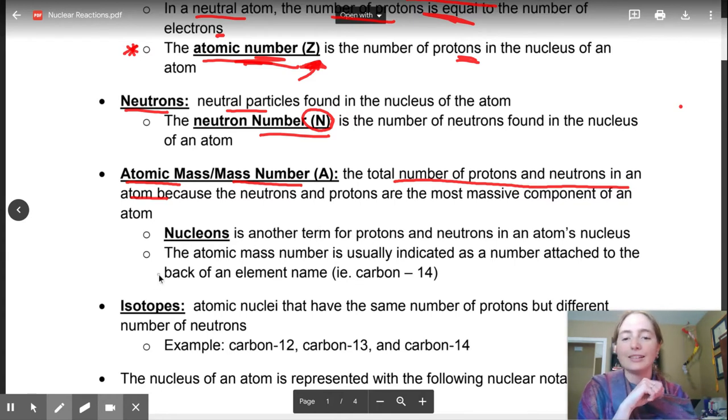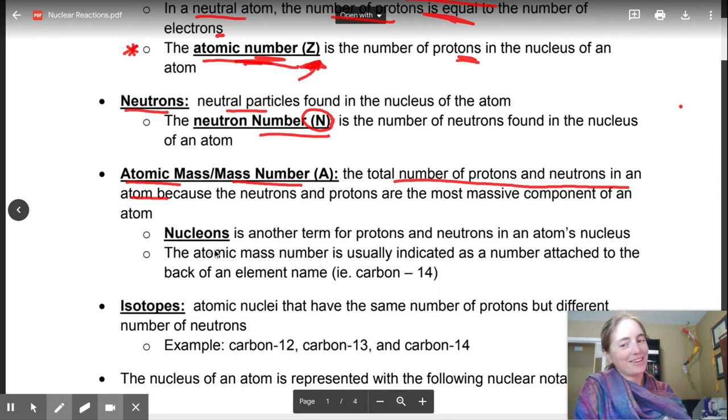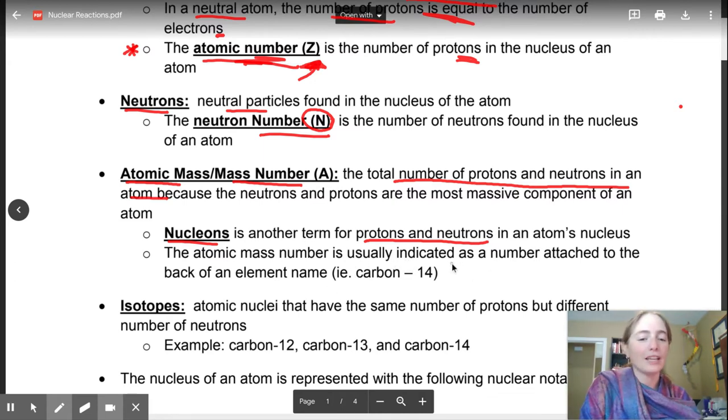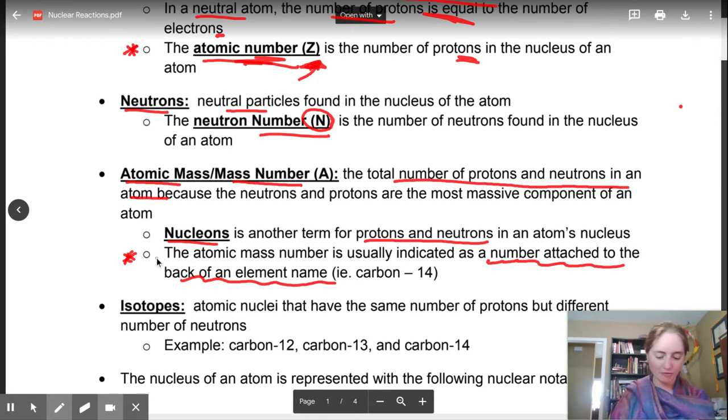All right, so ladies and gentlemen, that's our analogy. Nucleons is a term for protons and neutrons combined. And the atomic mass is often indicated as a number attached to the back of an element name. So that comes up fairly commonly, ladies and gentlemen. If we have something that is carbon-14, say, that is the sum of all of the nucleons.